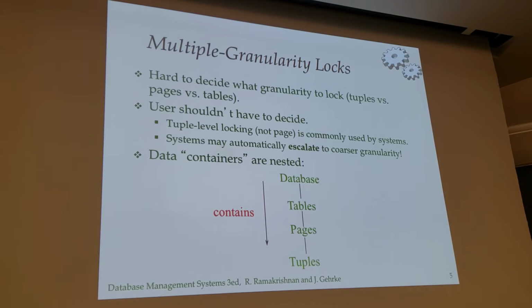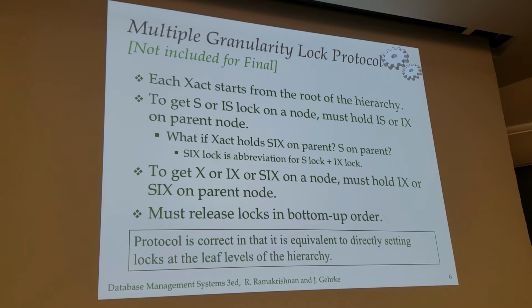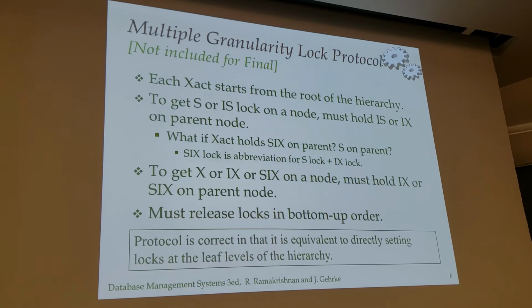What I want to be able to do is to have locking that can go on at multiple different levels of this hierarchy, where it's going to avoid conflicting with each other. Okay, so an SIX lock is just an abbreviation for having both an S lock and an IX lock. And so to be able to get an X lock or an IX lock or an SIX, which is an S plus an IX, I have to have something with the IX on the parent node. And the other part of this is I have to release the locks in bottom-up order. When I again say bottom-up, I mean bottom-up corresponding to that hierarchy.